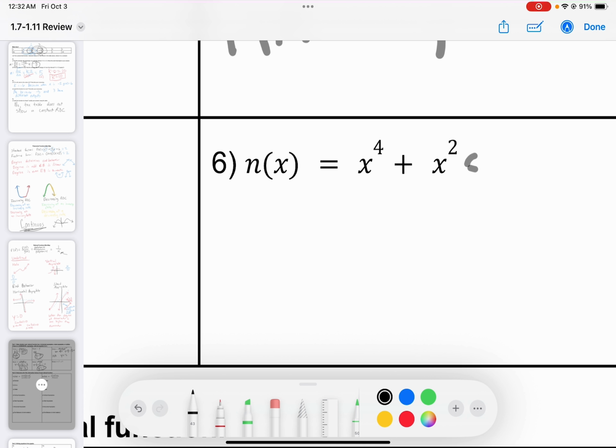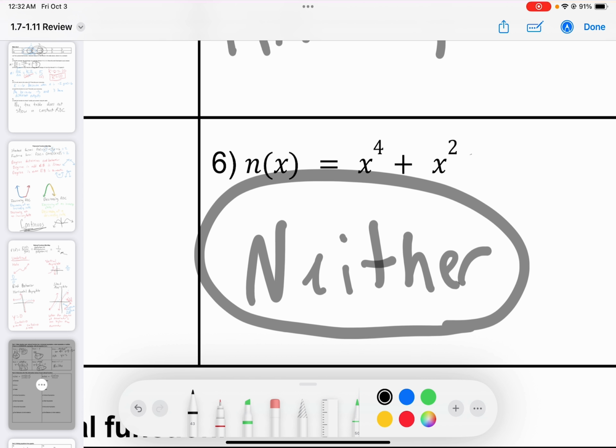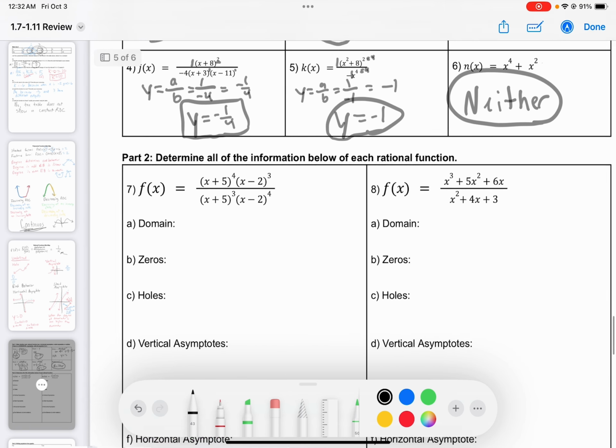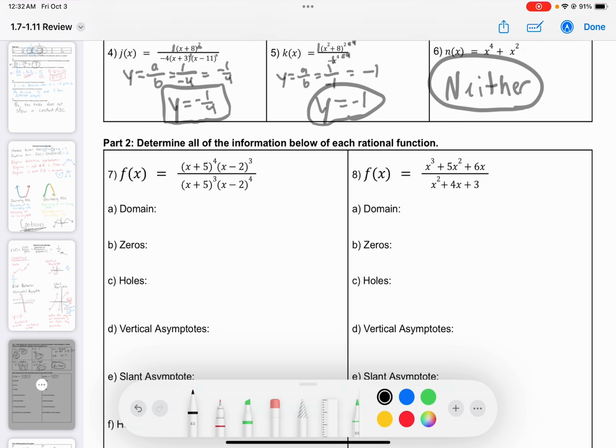This is a polynomial. That's our good friend polynomial. That means it's continuous. There's no horizontal asymptotes. There's no slant asymptotes. So this is neither. We don't have asymptotes in polynomial functions. All right, part 2. Determine all the information below for each rational function.